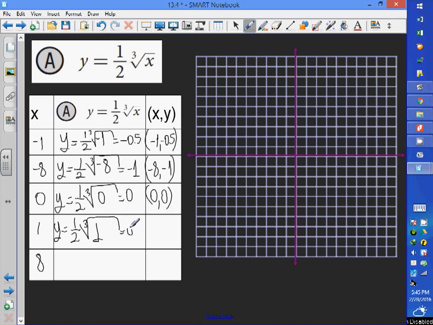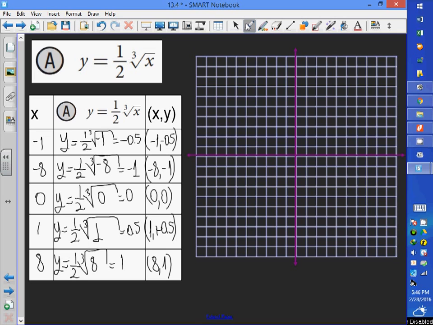And y equals 1 over 2 times the cube root of 1, which is 1, times half. It's going to be a half, 0.5. 1 goes to positive 0.5. And the last one is 8. The cube root of 8 is 2, times half, which is 1. 8 goes to 1. And it's going to be compressed, but just in case, let's check it out.